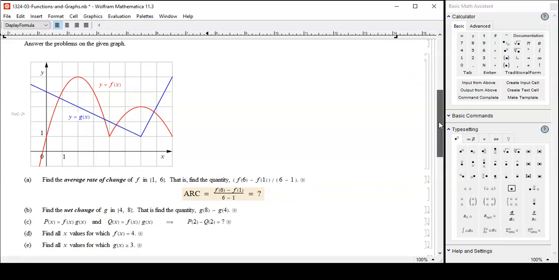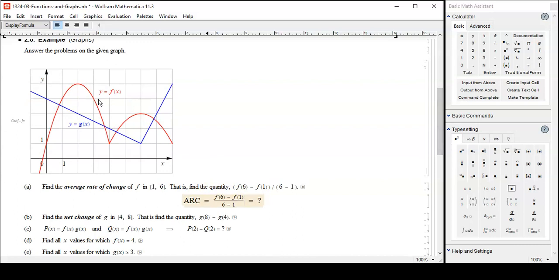Here, f is the red graph, so you have to read the red graph only. Disregard the blue graph, and just read the red graph at x equal to 1 and x equal to 6. Stop the playback and do it on your own. Tell me what you get.